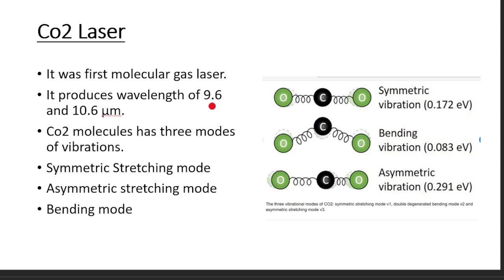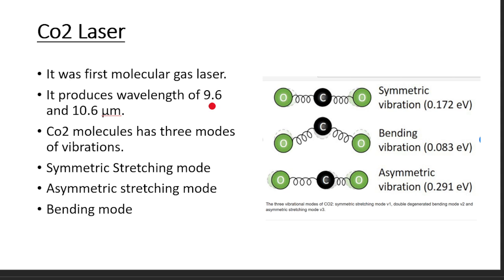The beam divergence is about 1 to 10 milliradians. So, this CO2 laser works on the principle of vibrational modes of the CO2 molecule. There are three modes of vibration in the CO2 molecule. First is symmetric stretching mode, second is asymmetric stretching mode, and the third one is bending mode.